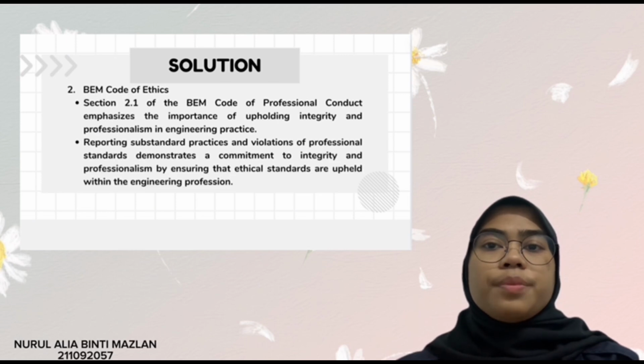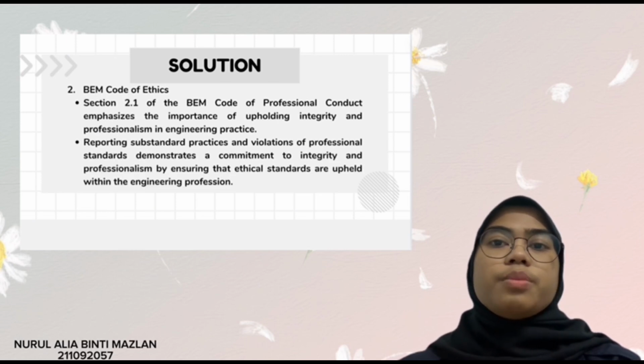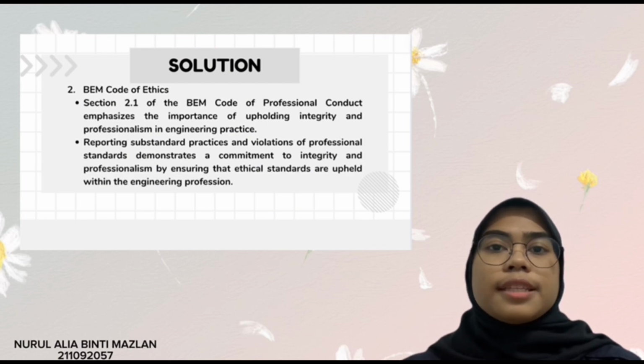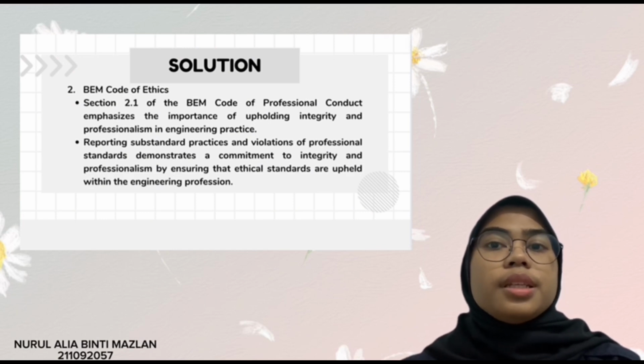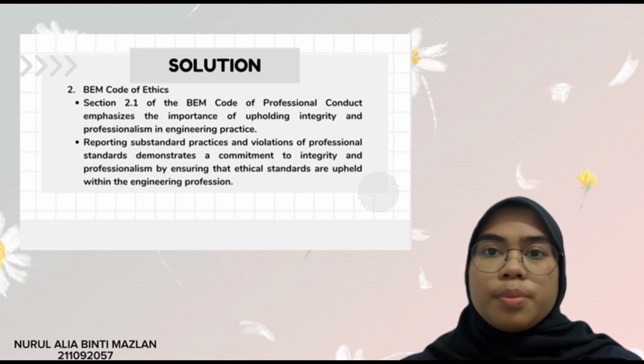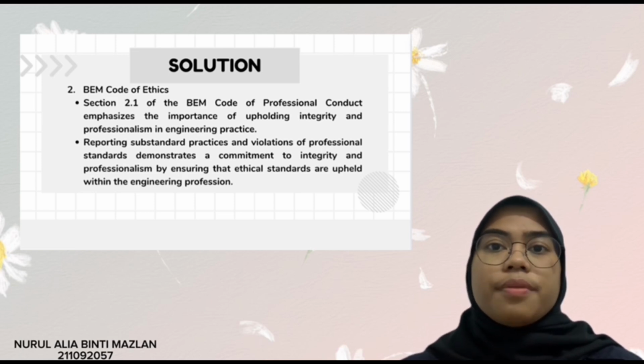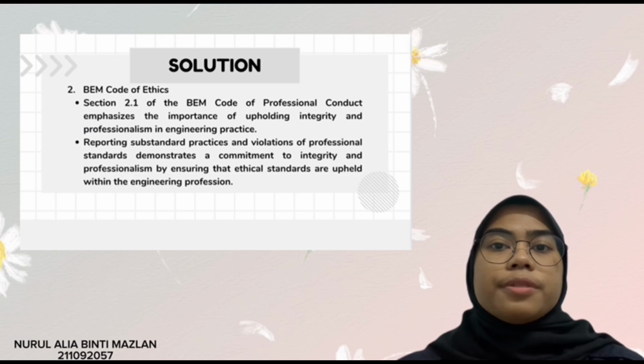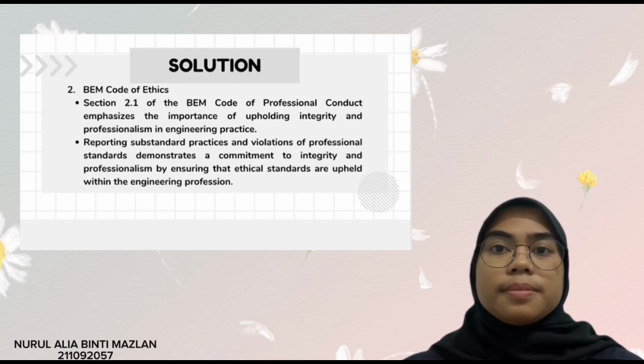Based on BEM Code of Ethics, Section 2.1 of the BEM Code of Professional Conduct emphasizes the importance of upholding integrity and professionalism in engineering practice. Reporting such substandard practice and violation of professional standards demonstrates a commitment to integrity and professionalism by ensuring that ethical standards are upheld within the engineering profession.